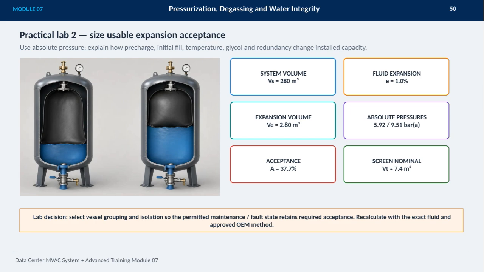The absolute pressures here range between 5.92 and 9.51 bar absolute, and from these numbers, we calculate an acceptance of 37.7%. The screen nominal volume is approximately 7.4 cubic meters. Finally, the lab decision requires us to select the vessel grouping and isolation strategy. This step ensures that even during maintenance or fault conditions, the system maintains the required acceptance. It's crucial to recalculate using the exact fluid properties and the approved OEM method to confirm these parameters accurately. This approach guarantees system reliability and performance under varying operational scenarios.